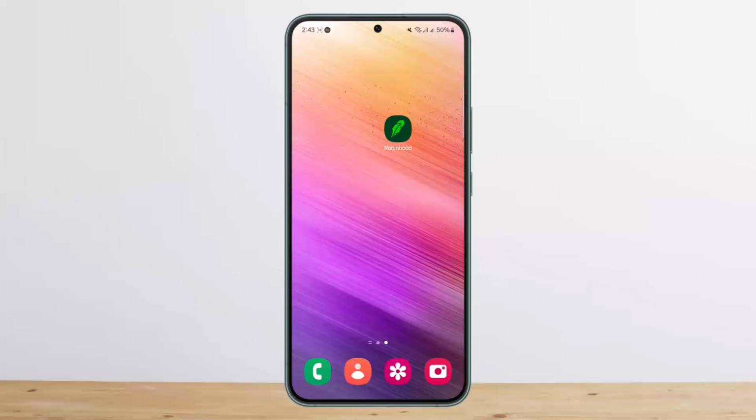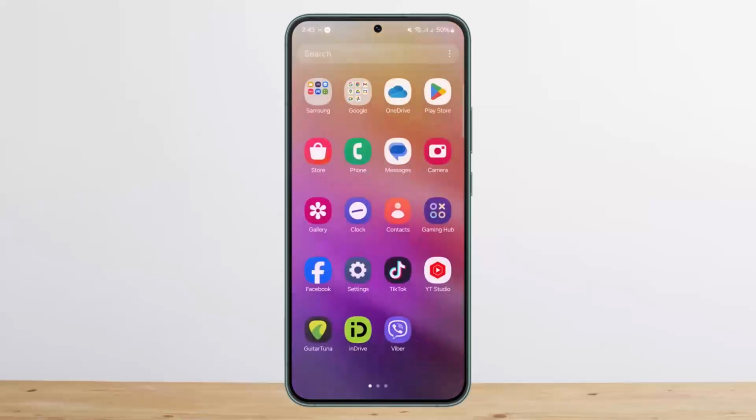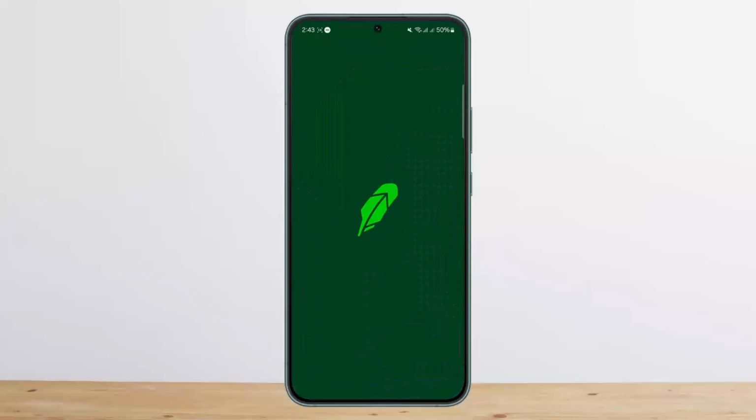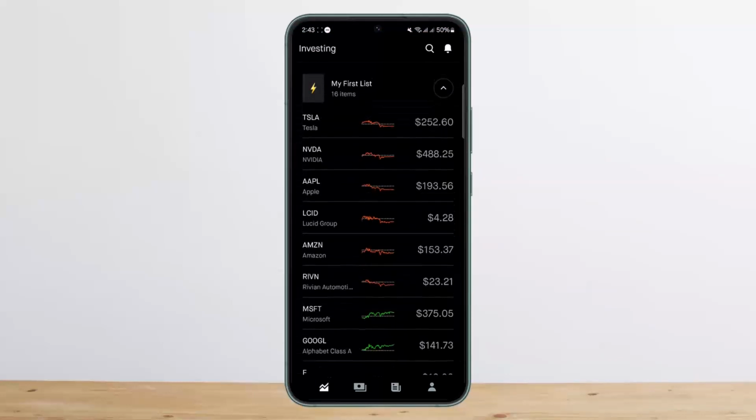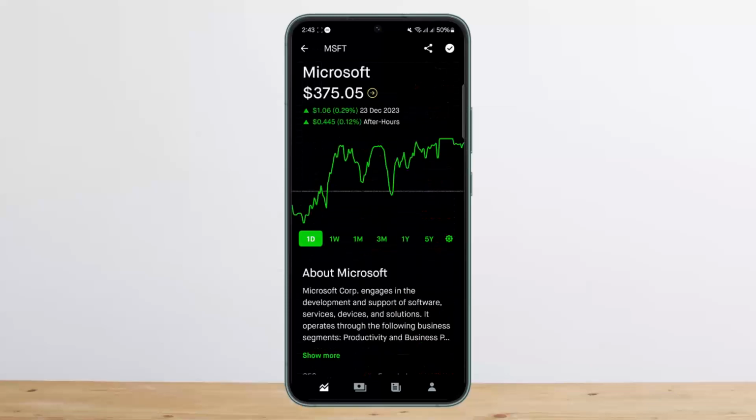Once you enable it, all you have to do is open up your Robinhood application and head into the trading option. You want to head into a particular stock detail page, and there you'll get the trade option. Tap on trade, and there you'll get the option that says option trading, and from there you can go ahead and do the option trading.